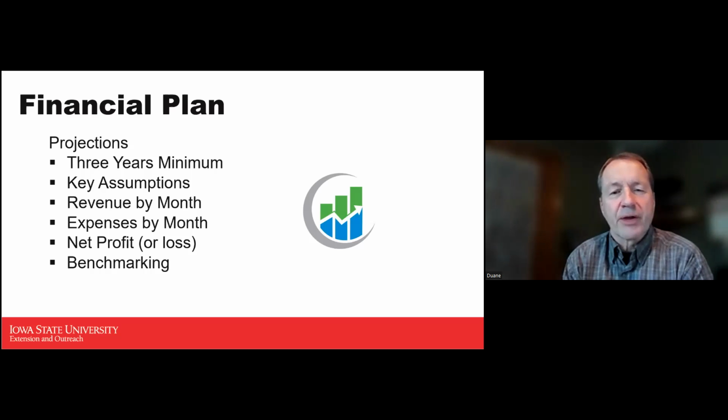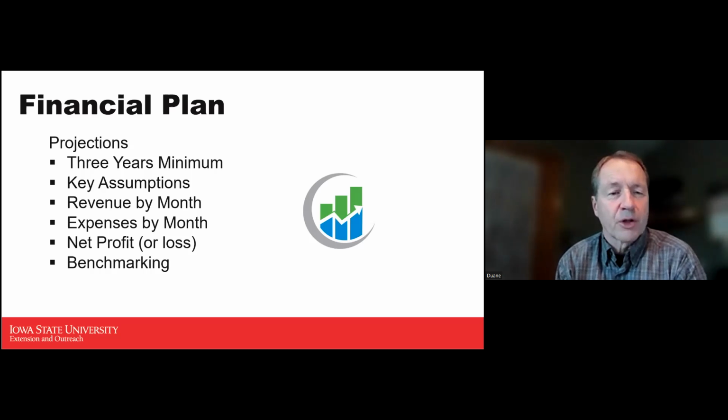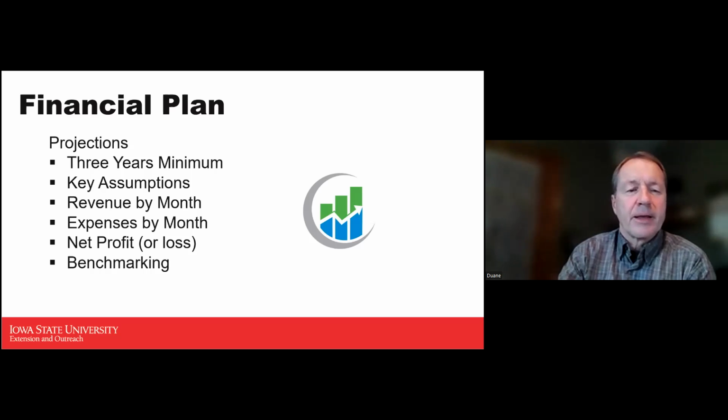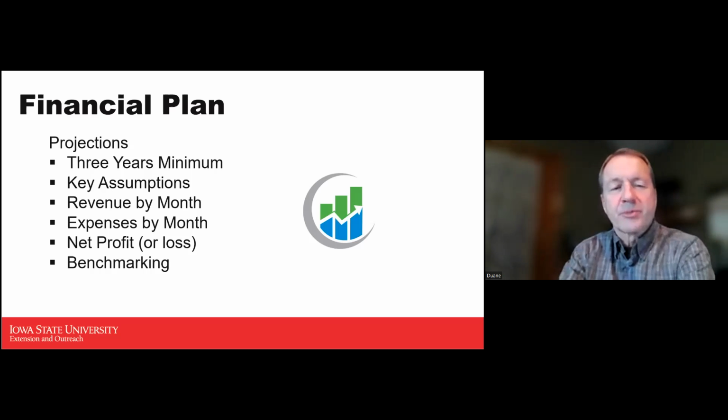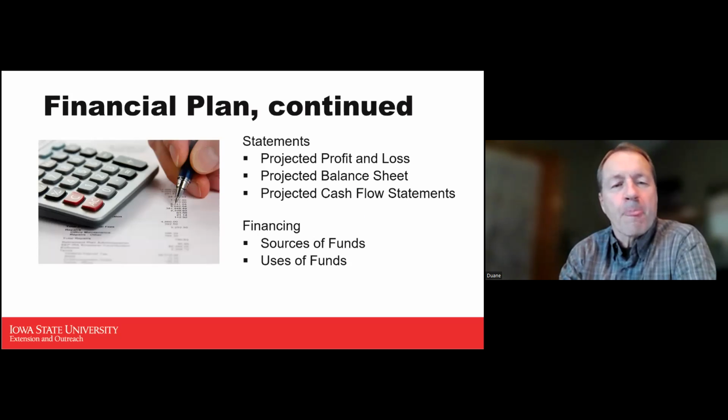partly because we want to see how the cash is, that there's going to be cash available. What can sometimes happen in a startup is, it's going to be slower to begin, and then it's going to build over time. But we've got to be careful and make sure that there's cash available to run the business as going through those growing pains. Then, of course, we're going to come to a net profit or loss. And we're going to want to, if possible, benchmark our results against other similar companies. We're going to talk more about that a few slides down the road here.